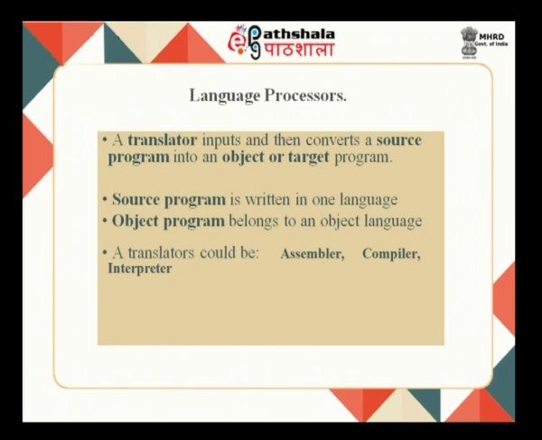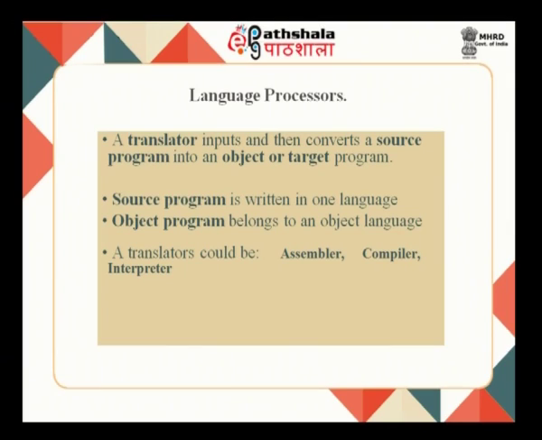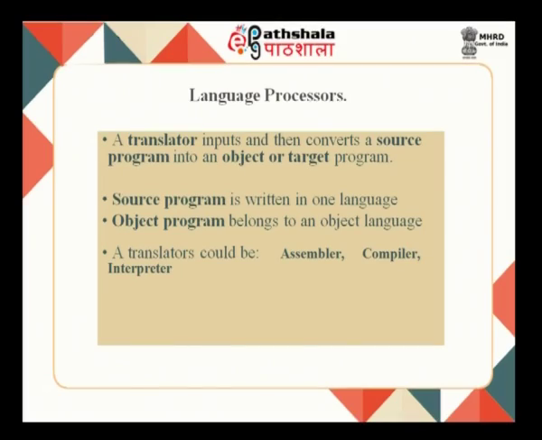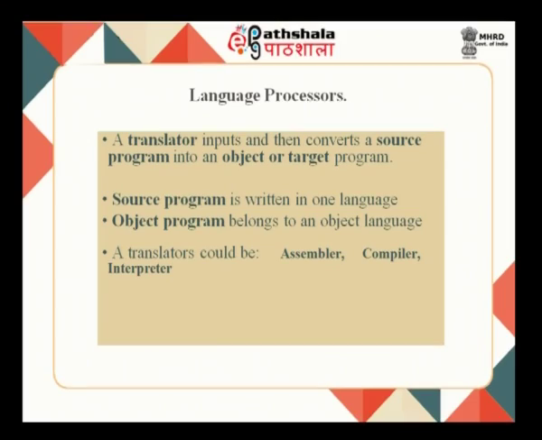So, basically what we define are called language processors, where we talked about an example as a translator. A translator is one language processor which essentially converts a source program into an object or otherwise called a target program. Source program is what we call a program written in one particular language, and we call something an object program where it belongs to an object language. An object language in our context is going to be the machine language, that is, it is closer to the machine where the machine can basically understand it better. And some examples of translators are your assembler, your compiler, your interpreter, etc.